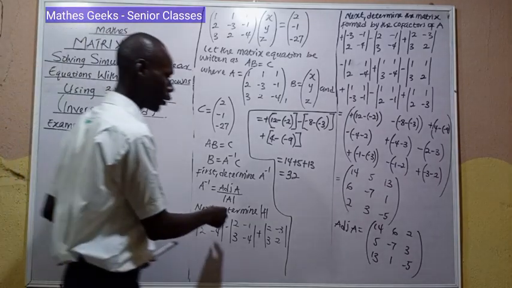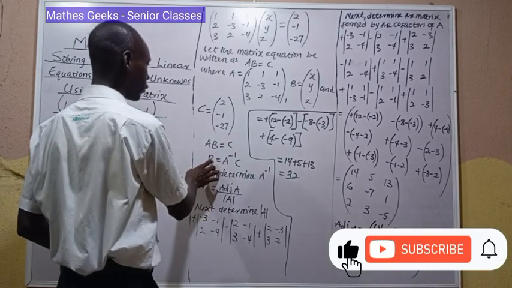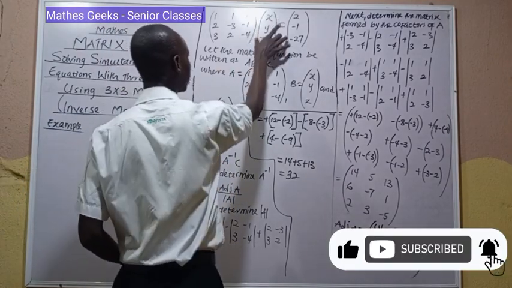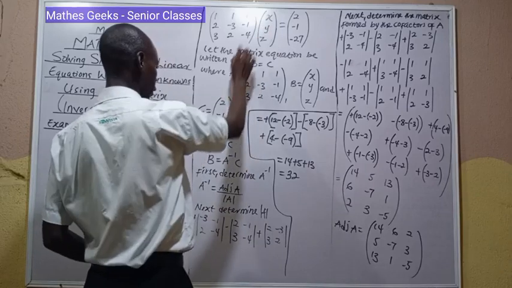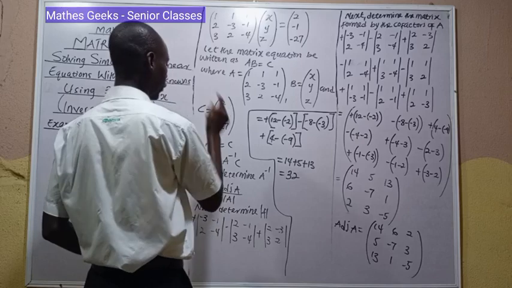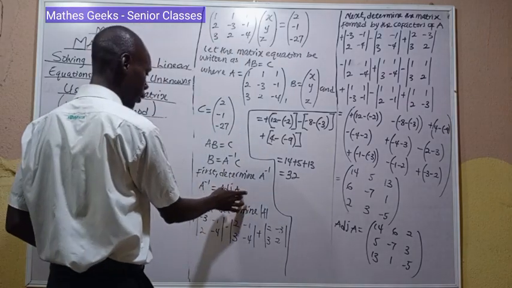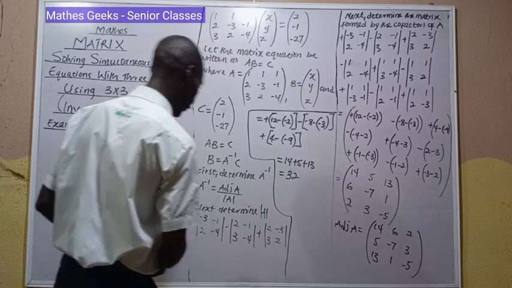Okay, so from what we have here, say B, which is this matrix x, y, z, the matrix of the unknowns, is equal to A inverse multiplied by C. We've gotten A inverse because A inverse is simply adjoint A over A determinant. So let's get it.